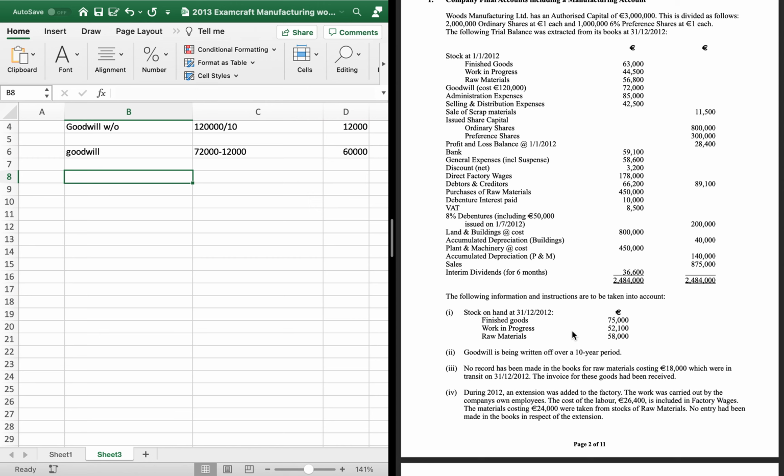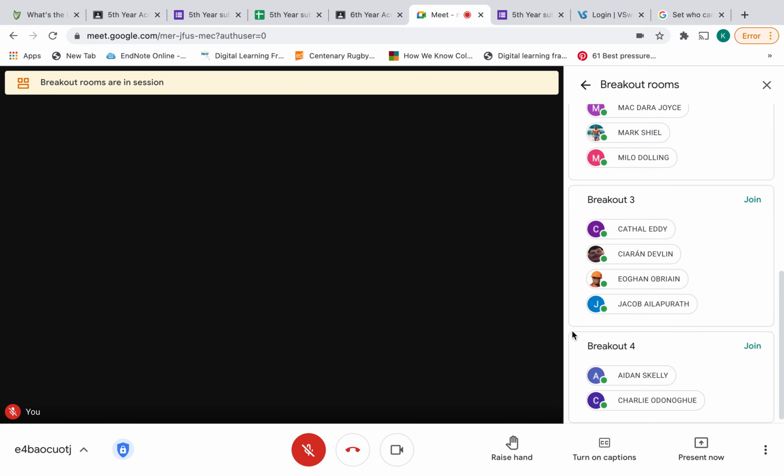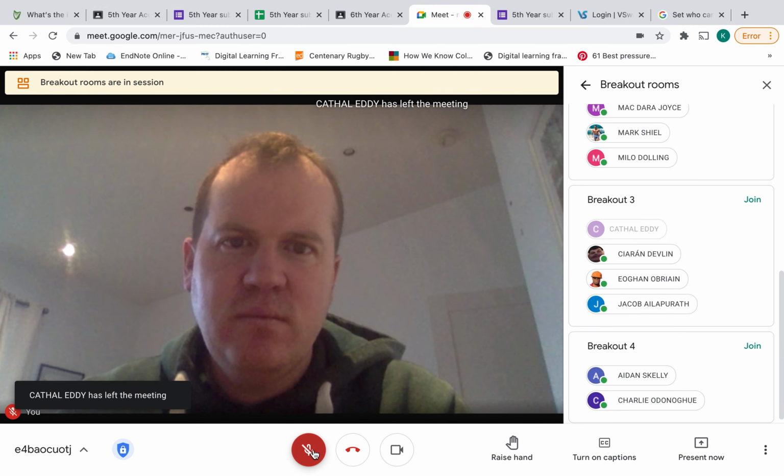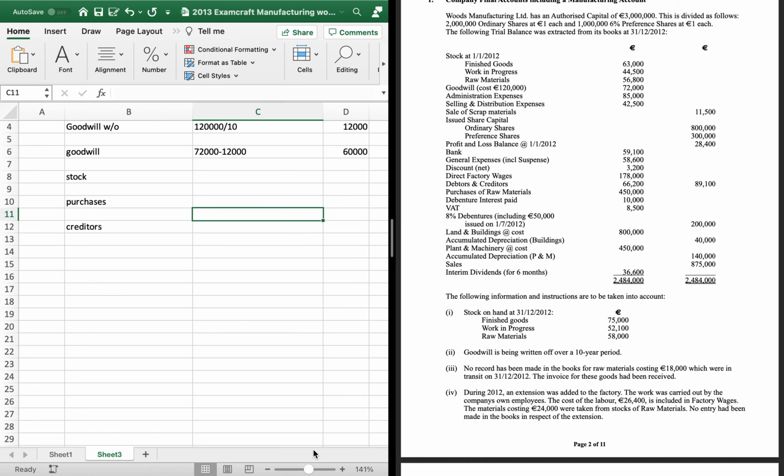No record has been made in the books for goods in transit costing 18,000, and we've received the invoice. So stock has to go up, purchases and creditors. It's stock of raw materials. So you own the goods, but they haven't arrived yet. That's the reason stock changes.